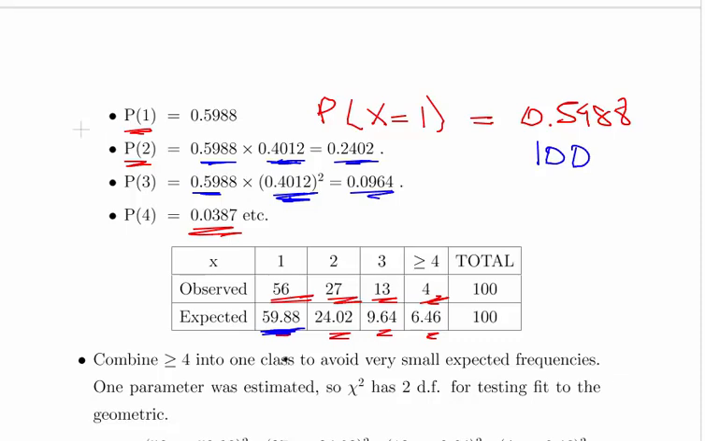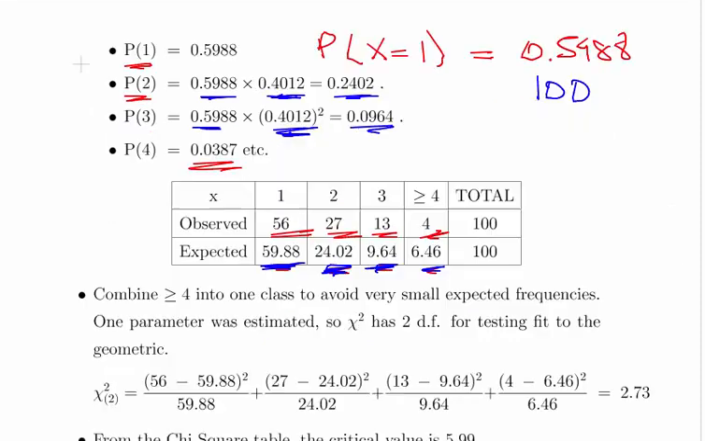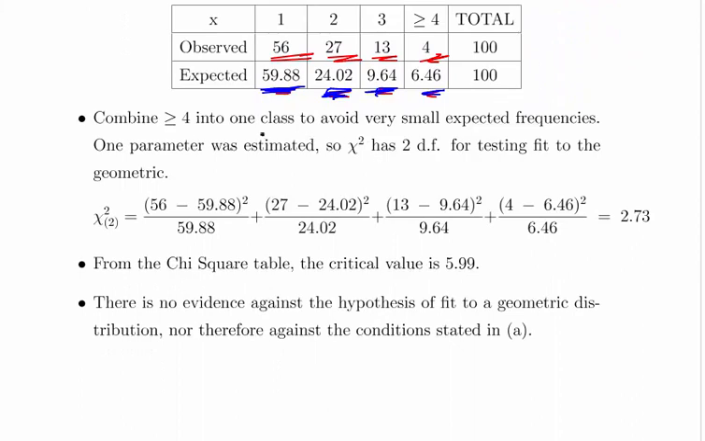Okay, and remember, we can have an expected value that's not an integer. Under the null hypothesis, 24.02 rats will escape on the second attempt, 9.64 on the third attempt, and for 4 or more, we would expect 6.46 rats to require 4 or more attempts to escape. Okay, so combine greater than or equal to 4 in one class to escape very small frequencies, which is mathematically desirable. Okay.